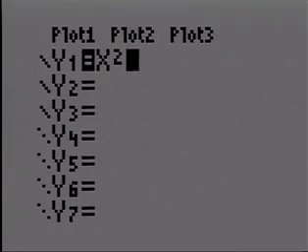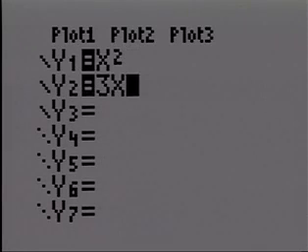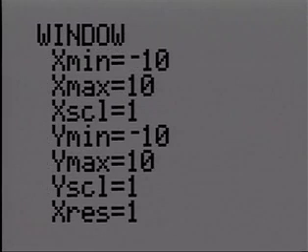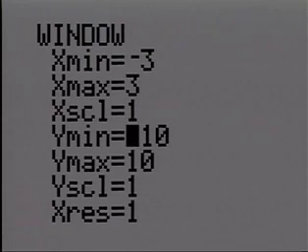So let's go to our calculator and start by entering x squared, and as a second function, 3x squared. And let's set a little different window than we used a minute ago. Let's set the x min and max to -3 and 3, and our y min to -1 and our y max to 4.